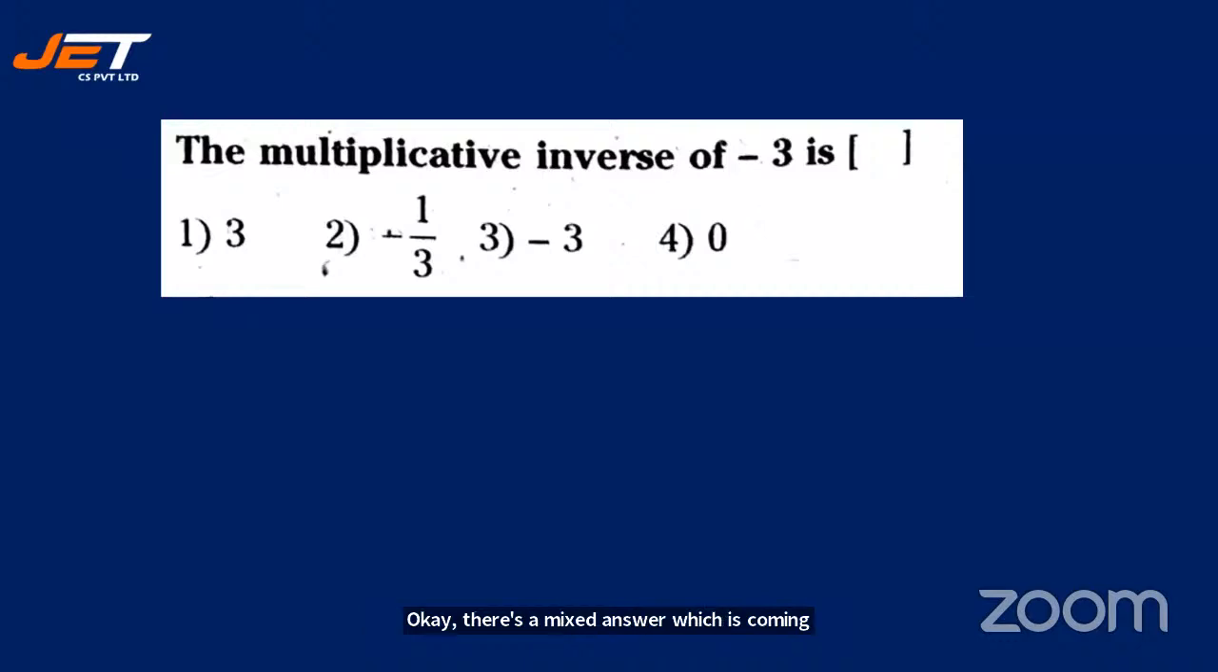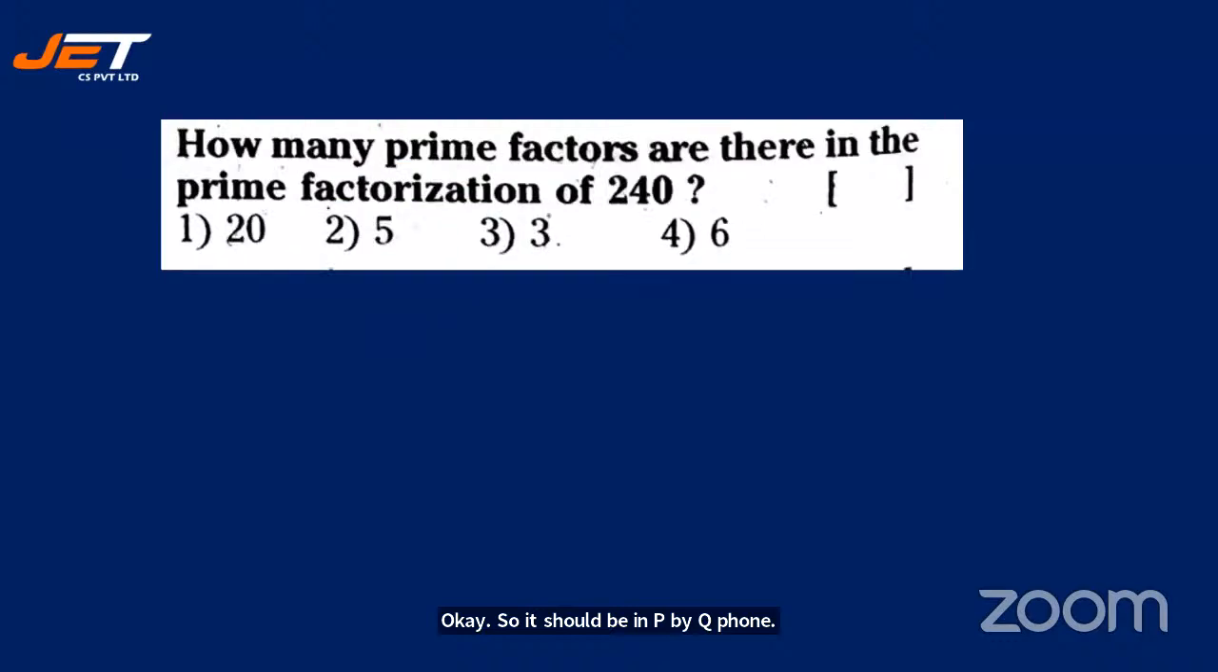Okay. Many say option 2. All right, let's see. The answer is option 2 only. Multiplicative inverse means you should always take 1 by it. So it should be in P by Q form. All right, so -1/3. Right, see the next question.